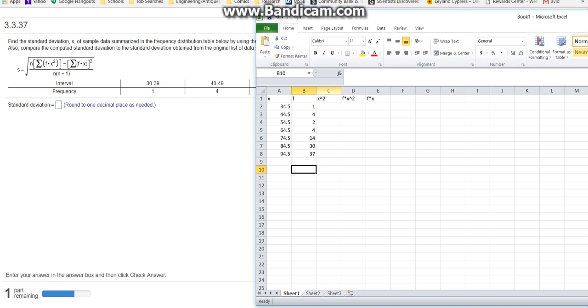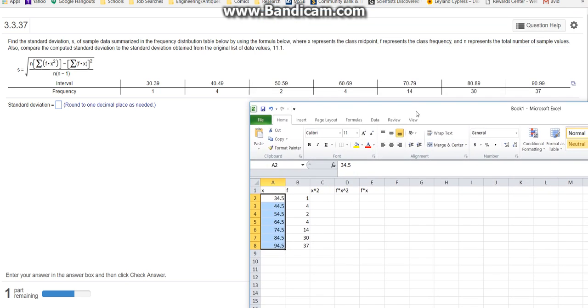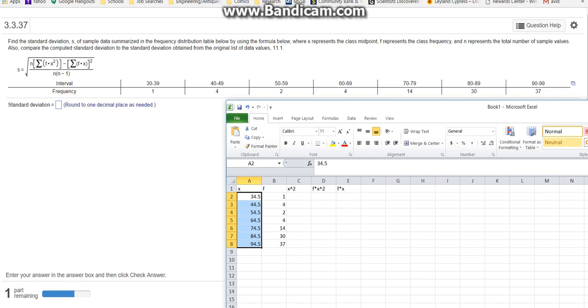So the first thing you need to do is find the midpoints, and the way you do that is you take each interval, for example 30 plus 39 divided by 2, and that's going to give you 34.5. 40 plus 49 divided by 2 is 44.5, and so on. So these are the midpoints, these are the x values of each of these intervals that you see here, and then here are the corresponding frequencies.